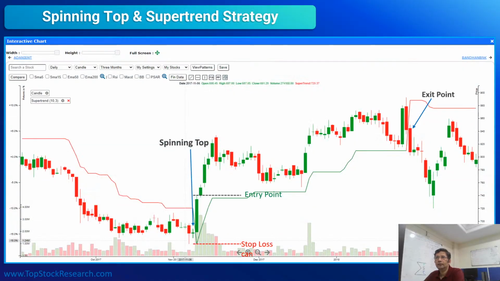Spinning top with Super Trend. In this case, immediately after the spinning top, the Super Trend is changing direction, or the price is changing direction. It has become green. So you get a spinning top along with a Super Trend signal, and that should give you better confidence and comfort level. So mix and match these candlestick patterns with whatever you are very comfortable with, whether it's support, resistance or any of the technical indicators.